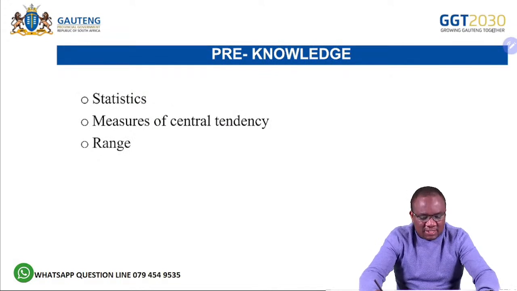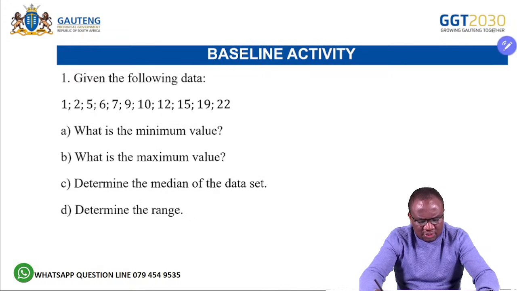Right, we've done statistics, measures of central tendency. We've also done the range. We're going to use our knowledge about these things in this lesson. I want us to do this baseline activity. It's very easy questions. We have 2 questions. This is question 1. After doing question 1, we're going to do question 2. I want you to answer the following in 2 minutes. Let's try.